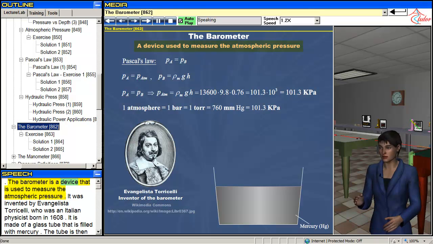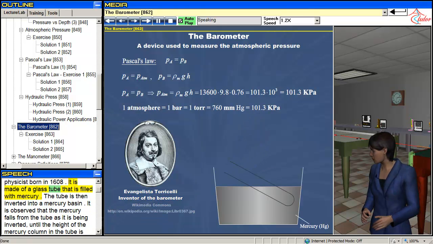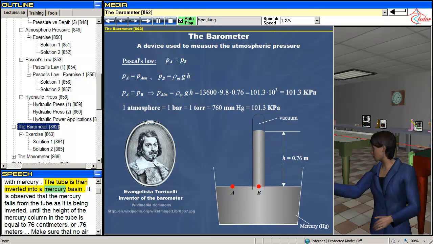The barometer is a device that is used to measure the atmospheric pressure. It was invented by Evangelista Torricelli, who was an Italian physicist born in 1608. It is made of a glass tube that is filled with mercury. The tube is then inverted into a mercury basin.